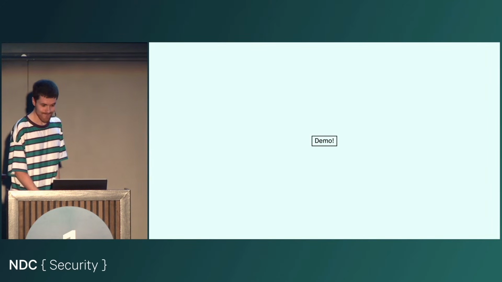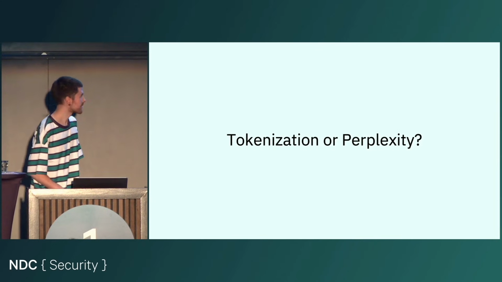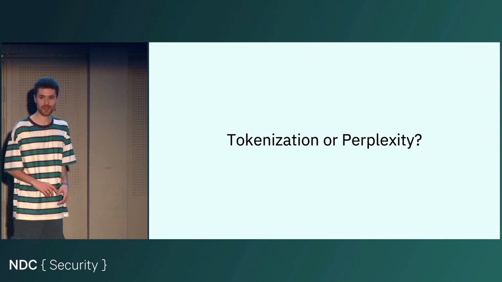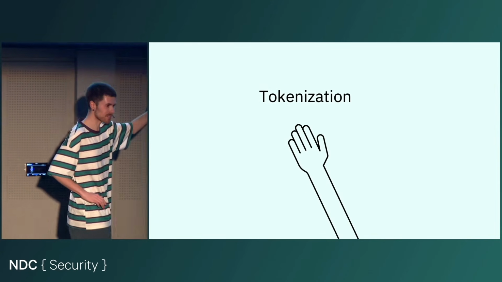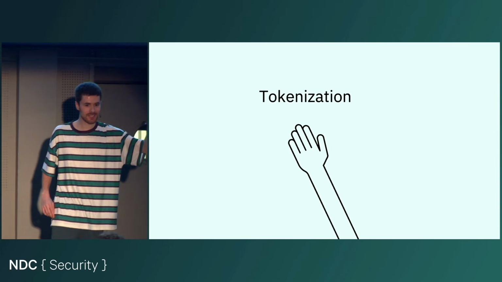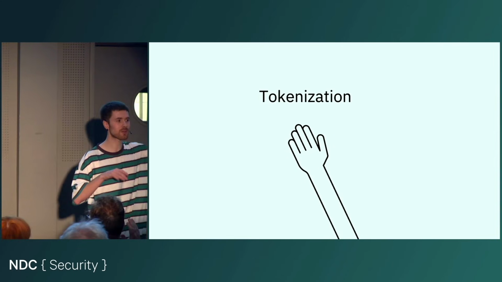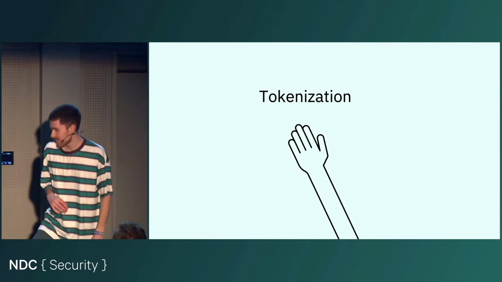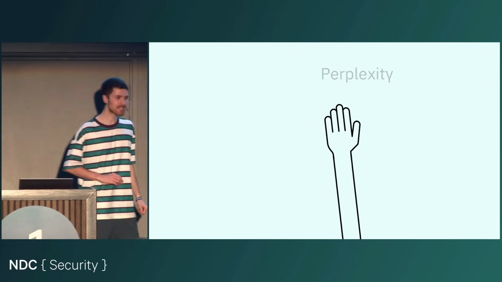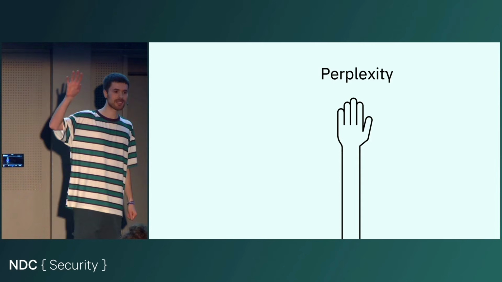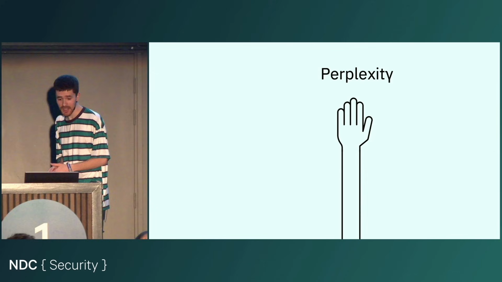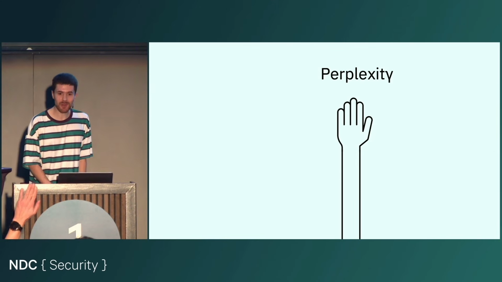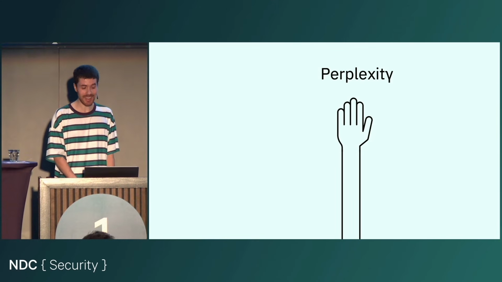Now, my question for you would be, what do you think works better? Tokenization or perplexity? Who's for tokenization here? Okay, I can see some people for tokenization. Now, perplexity? Well, we're divided, right? Some people say perplexity, some people say tokenization. Both of them. Yeah, hybrid approach.